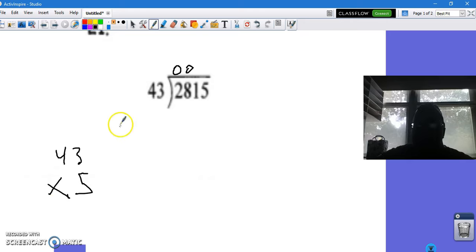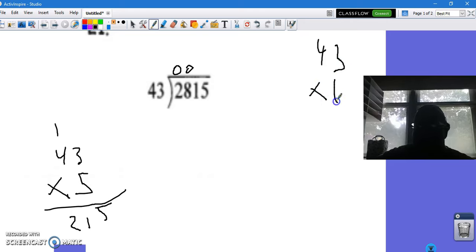In order to test your theory, multiply. 43 times 5. Let's see if that comes close to 281. 3 times 5 is 15. 4 times 5 is 20. Plus 1 is 21. So I'm at 215. I need to get to 281. Do you think it's going to go in one more time? Not sure? Try it. Let me do that over here. 43 times 6 this time. 6 times 3 is 18. 6 times 4 is 24. Plus 1 is 25. See? Think it's going to go one more time? Only one way to find out.